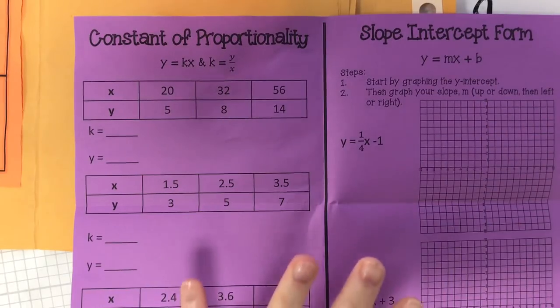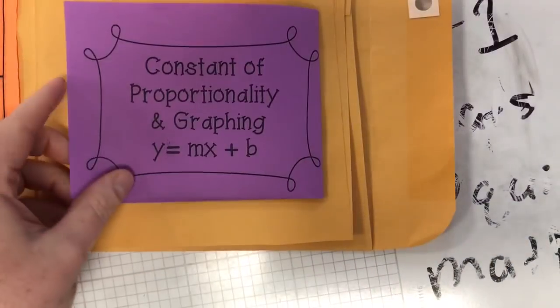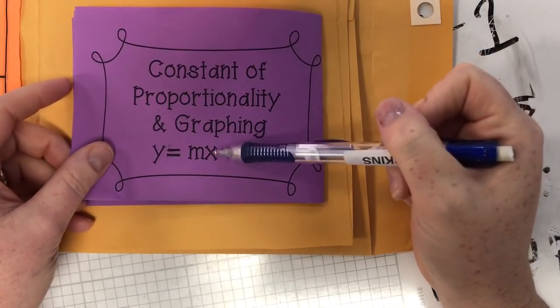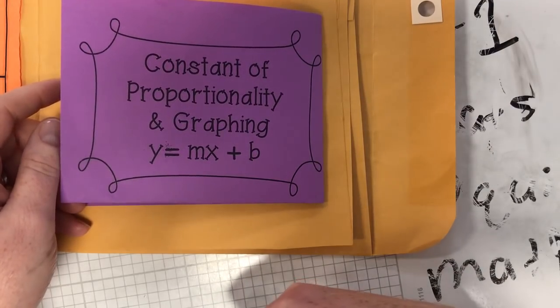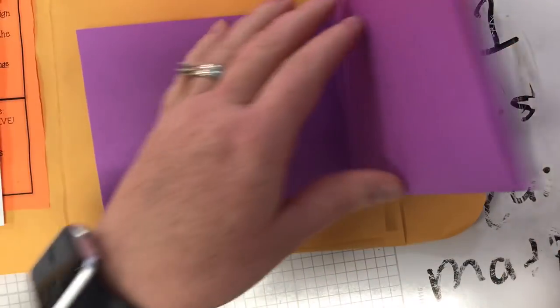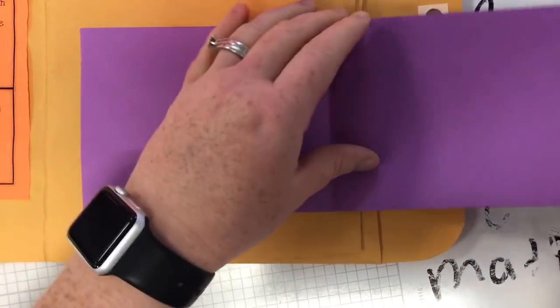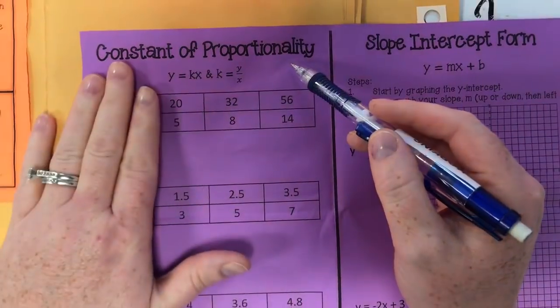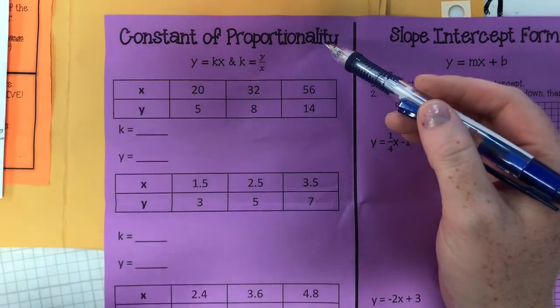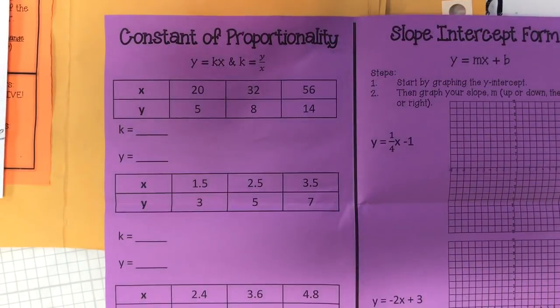So the next one we're going to look at is the constant of proportionality and graphing y equals mx plus b. We talked about this in the very first semester. This is slope-intercept form that we talked about. The main thing we're going to talk about, constant of proportionality, is on the left-hand side.